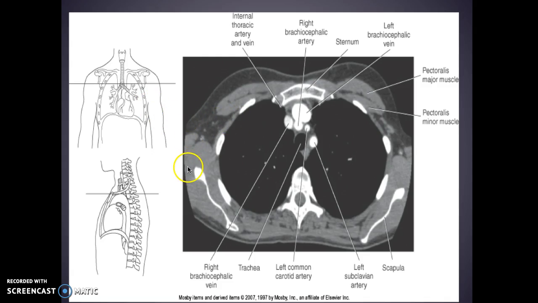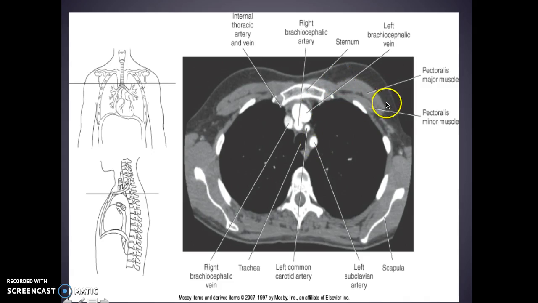So this patient I'm a little concerned about in the sense that their left brachiocephalic vein is really big, so it tells me there's some kind of stricture down closer to the heart. So that's the kind of stuff we look for. So here's your right brachiocephalic vein, your right brachiocephalic artery, here's your left common carotid, and your left subclavian artery.